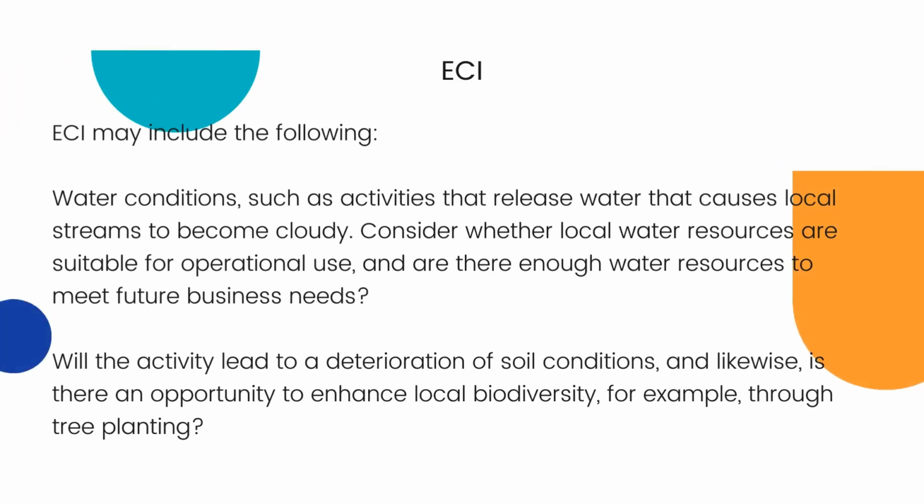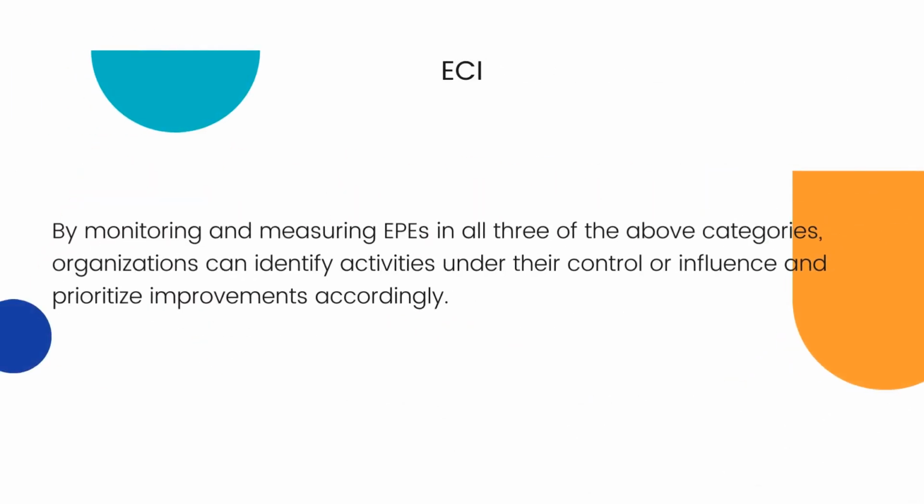EC may include the following: water conditions, such as activities that release water that causes local streams to become cloudy. Consider whether local water resources are suitable for operational use, and whether there are enough water resources to meet future business needs. Will the activity lead to a deterioration of soil conditions? And likewise, is there an opportunity to enhance local biodiversity, for example, through tree planting? By monitoring and measuring EPEs in all three of the above categories, organizations can identify activities under their control or influence, and prioritize improvements accordingly.